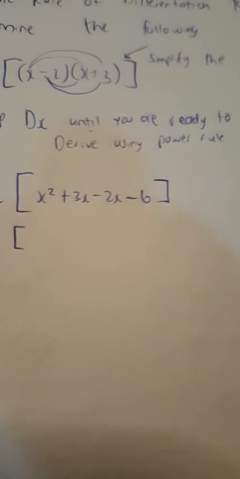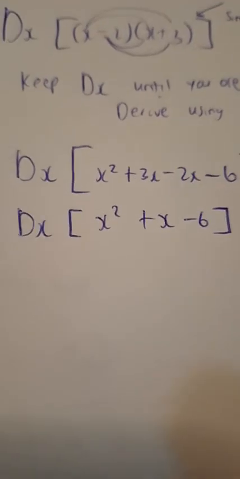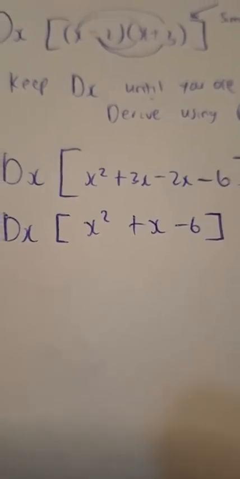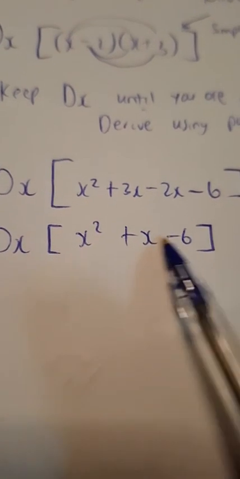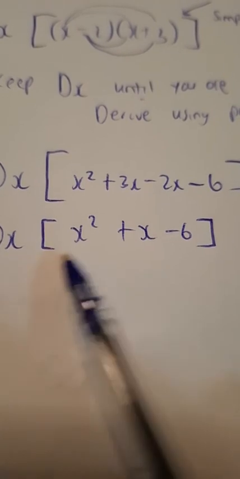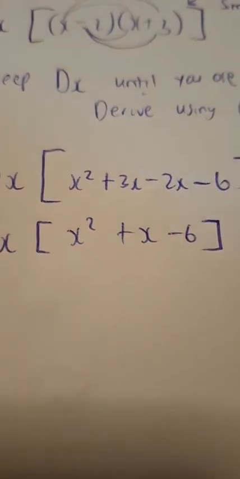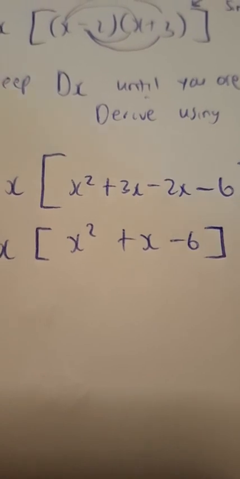We still keep d over dx because we are not ready yet to derive with respect to x using the power rule. x squared plus x minus 6. Now I would say we are very much ready to do what? To derive with respect to what? To x. Now how many terms do we have inside the bracket? I'm going to wait until someone comments in the comment section. How many terms, guys, do we have inside this bracket?